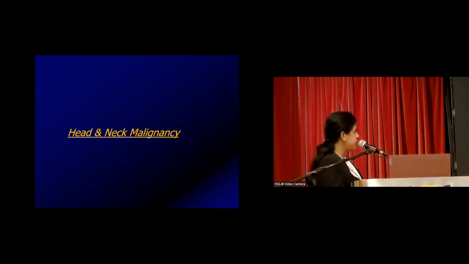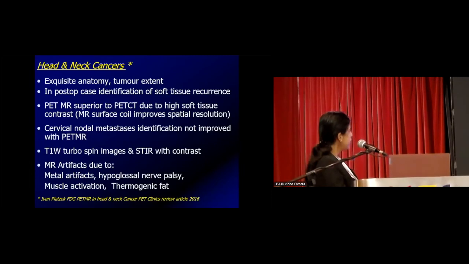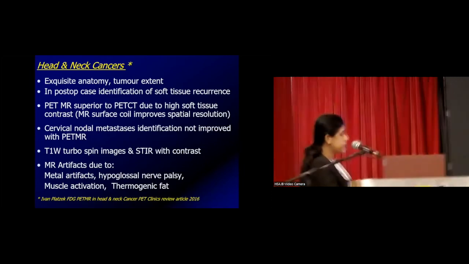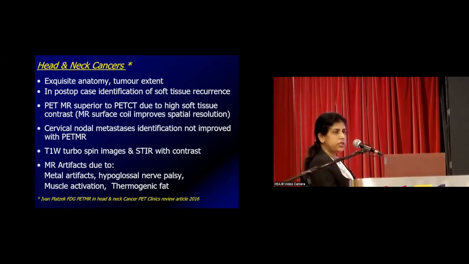So let us now go ahead with the head and neck malignancies. This is one more area where the PET-MR provides exquisite anatomy, tumor extent, delineation from the FDG PET-MR imaging. It is extremely useful in the post-operative setting to identify soft tissue recurrence. And definitely the PET-MR imaging is superior to PET-CT due to the high soft tissue contrast, because the MR surface coil improves the spatial resolution.